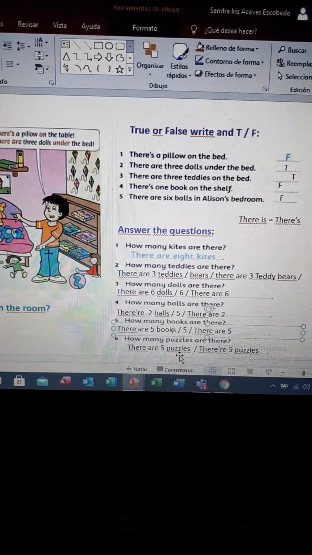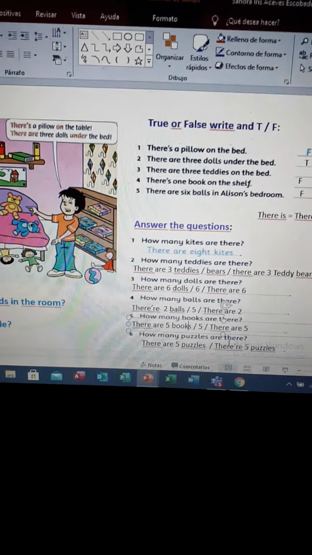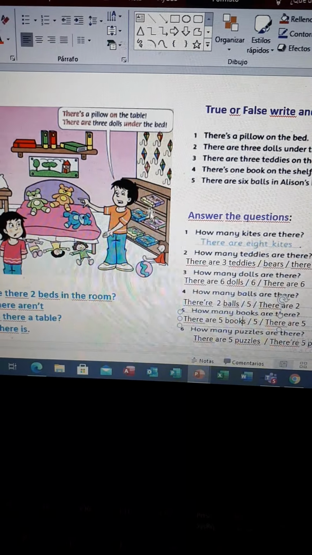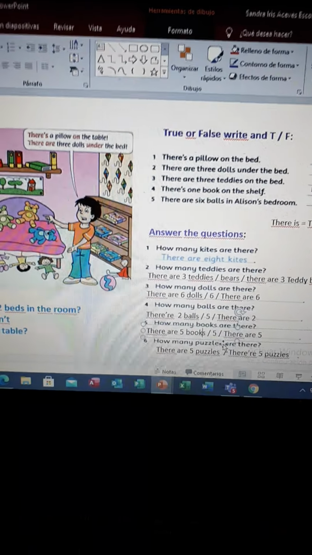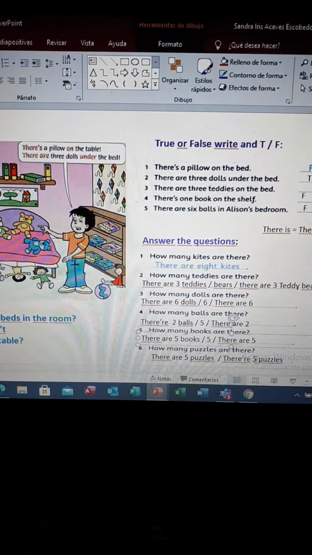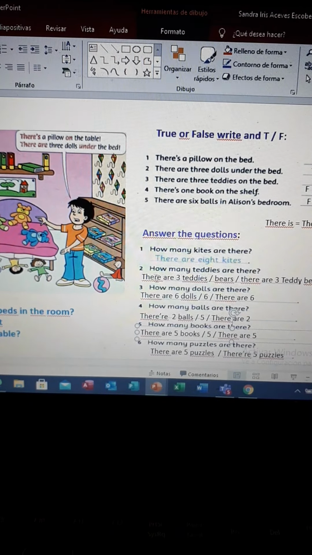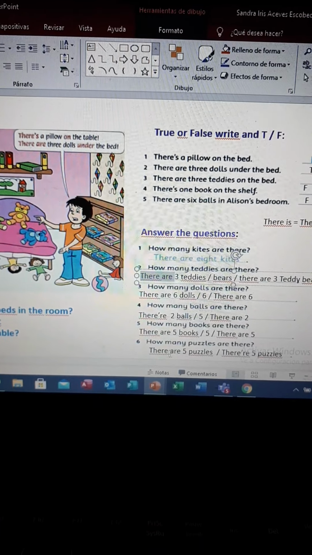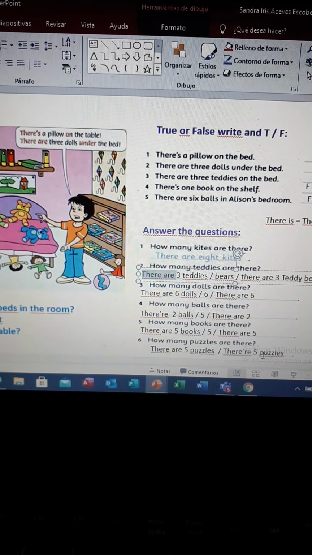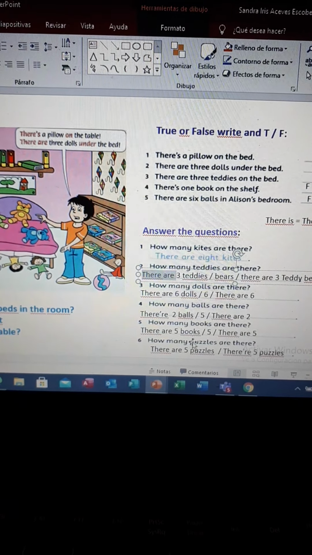And there are 5 puzzles. How many puzzles are there? Well, if these are puzzles, we have 5. 1, 2, 3, 4, 5. So there are 5 puzzles, or there're 5 puzzles. So you can use the full form or contracted form. We have full form and we have contracted form. So both are correct.